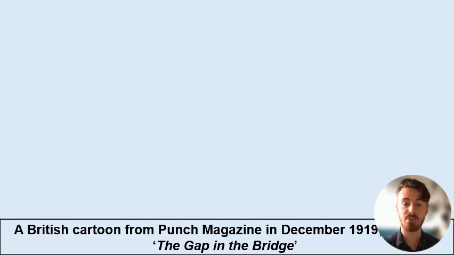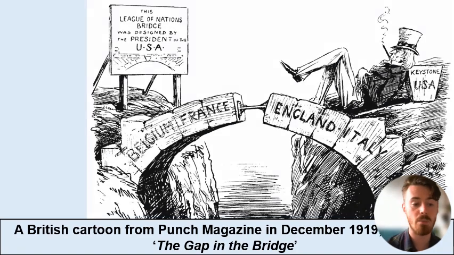But this is a British cartoon from 1919 called Gap in the Bridge. So this source is from Britain. I know that Britain was a member state of the League of Nations, but I know the League of Nations was problematic. Punch magazine is satirical, so it's going to be making fun of the League. And when we look at the picture, it definitely is.